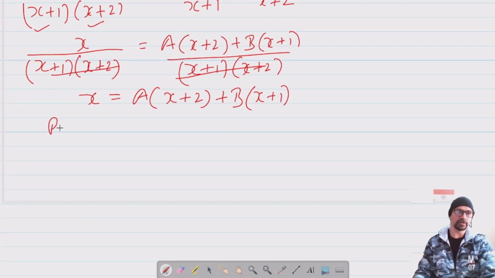And now we have to find the values. So let's put x is equal to minus 2, which gives us that this term is reduced to 0, and minus 2 plus 1 is negative.